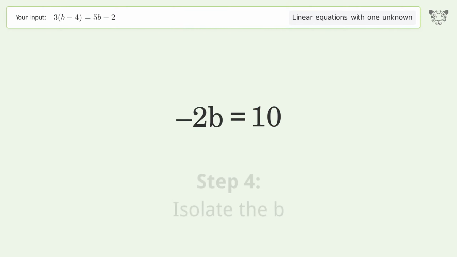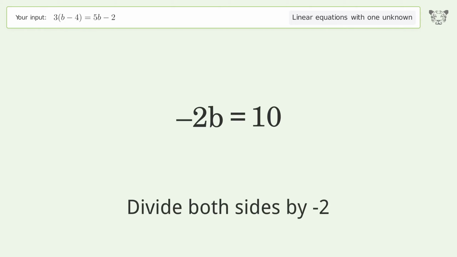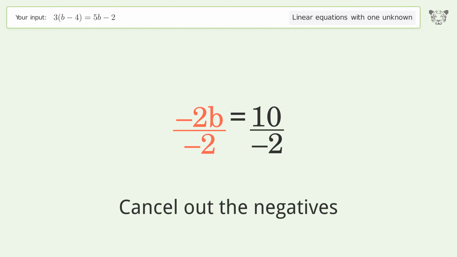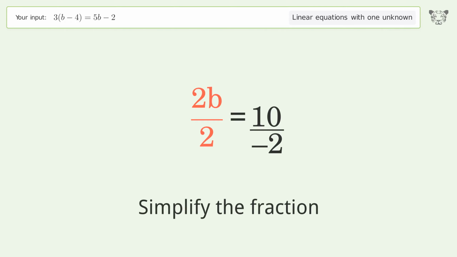Isolate the b. Divide both sides by -2. Cancel out the negatives. Simplify the fraction.